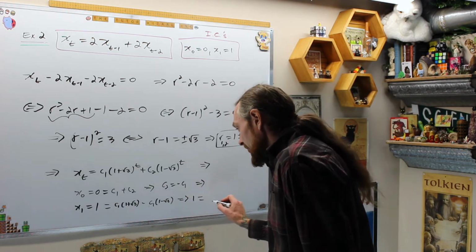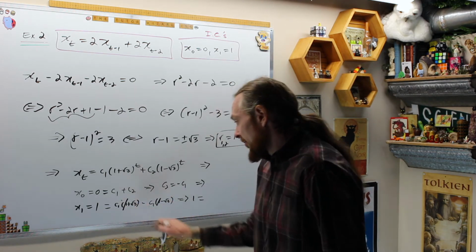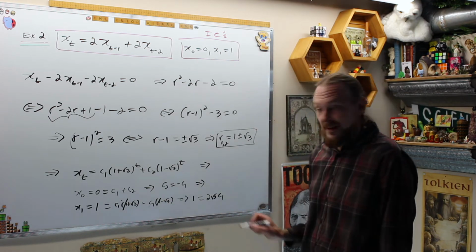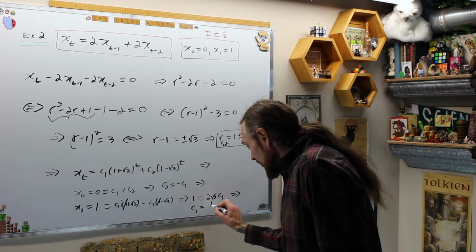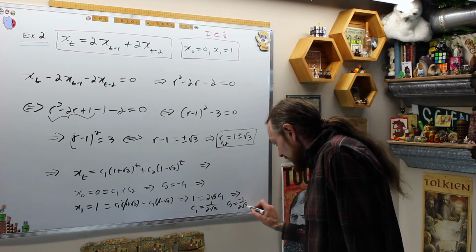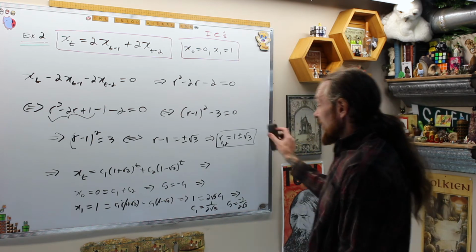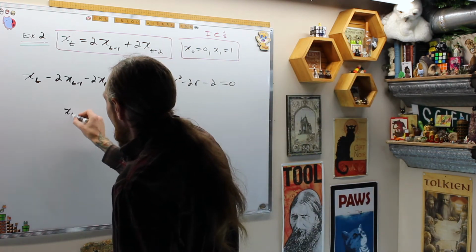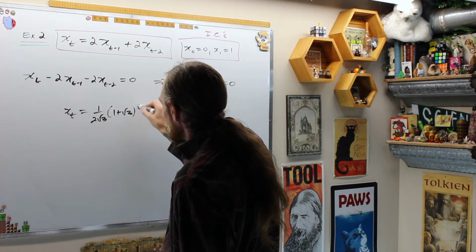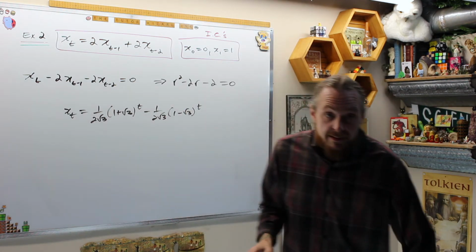This says that 1 is equal to, what did I get? This one and this one cancel off, but the roots stay the same, so I'm going to get 2 root 3 c1, which says c1 is 1 over 2 root 3, and therefore c2 is negative 1 over 2 root 3. Let's put that together and give the general solution: x_t is equal to 1 over 2 root 3 times (1 plus root 3) to the t, minus 1 over 2 root 3 times (1 minus root 3) to the t. This is the general solution for every t.